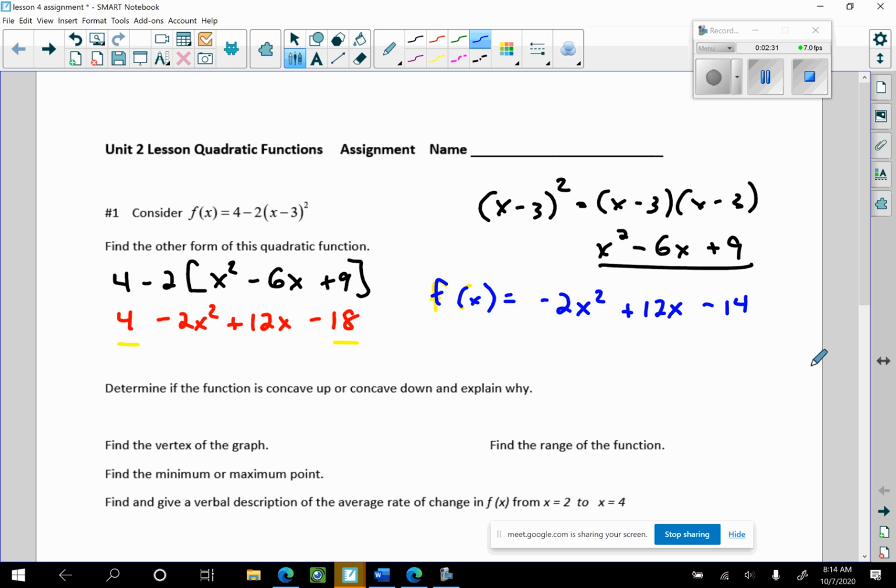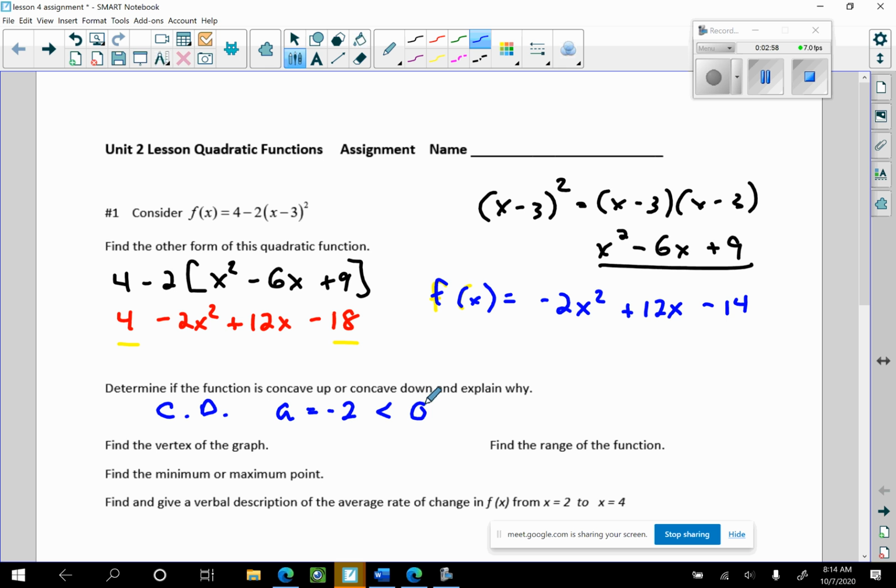Okay, so determine if this function is concave up or concave down. Explain why. What you would have to do is you've got to state the A. It is concave down because A is negative. Since A, which is equal to negative 2, is less than 0, that's why it's concave down.